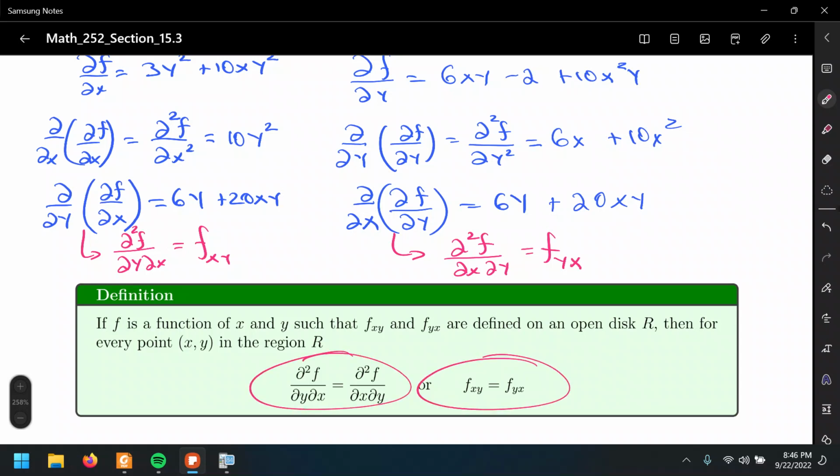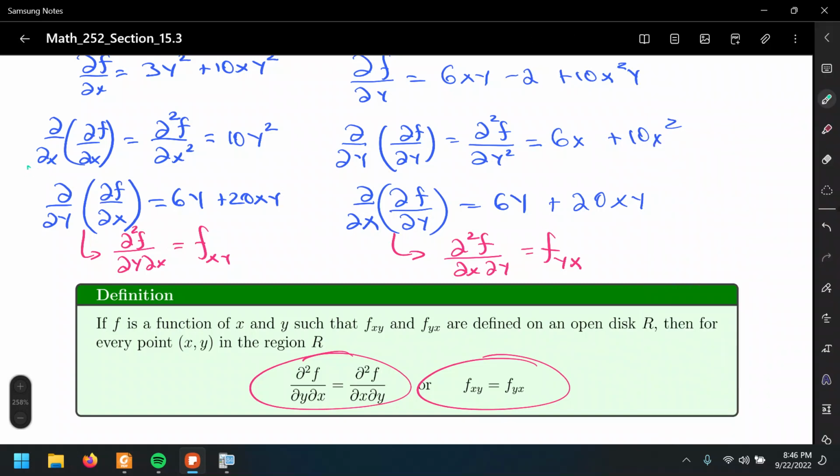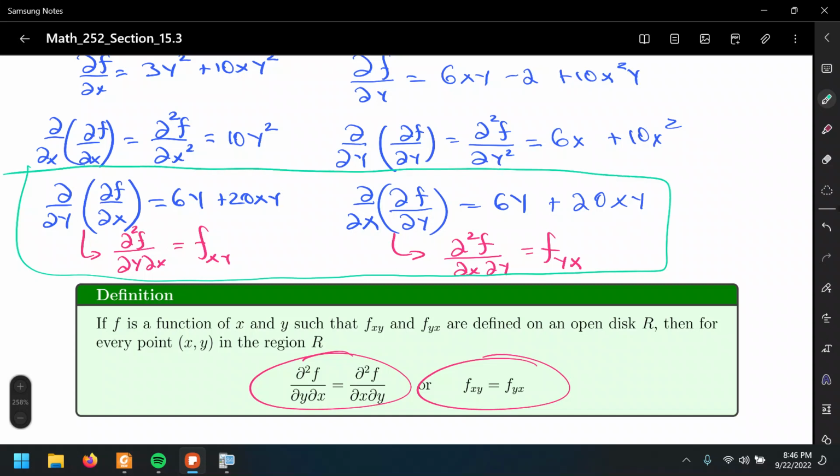That the mixed partial, the partial with respect to x and then with respect to y, is equal to the partial derivative with respect to y first and then with respect to x. So that's the interesting result that we got right here, in which we got the same result.